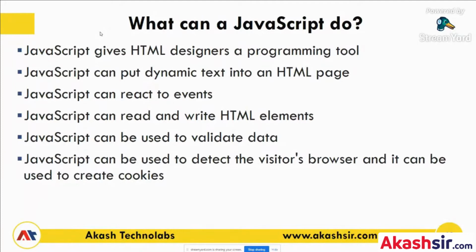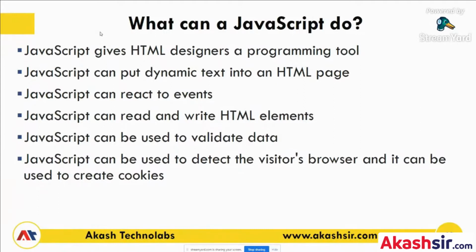So what can JavaScript do? JavaScript gives an HTML designer a programming tool. JavaScript can put dynamic text into an HTML page. JavaScript can react to events. For example, if someone clicks on a button, then some particular action will be required, right? JavaScript can read and write HTML elements. For example, if I need a particular value from a text box, or if I want to add some value in the text box, we can do vice versa.